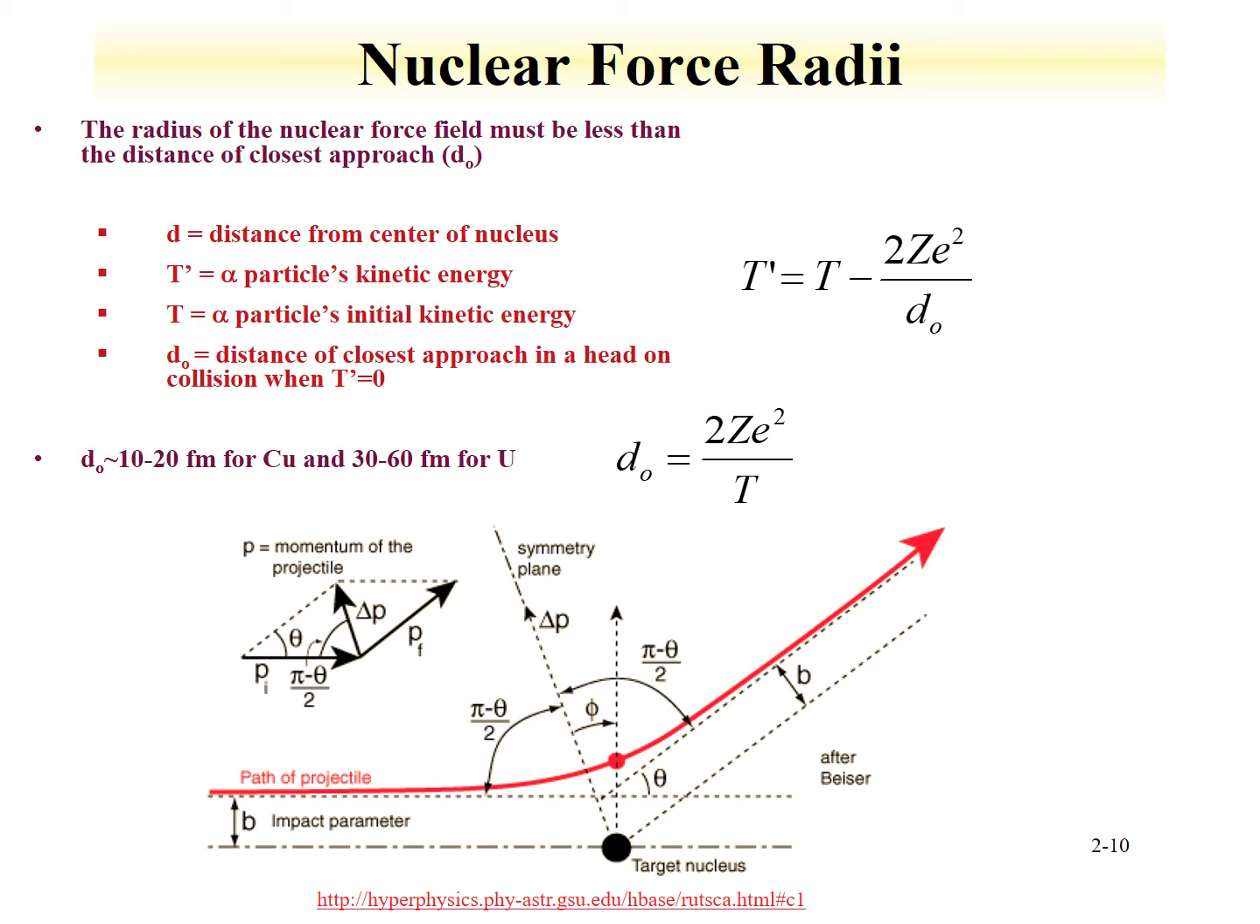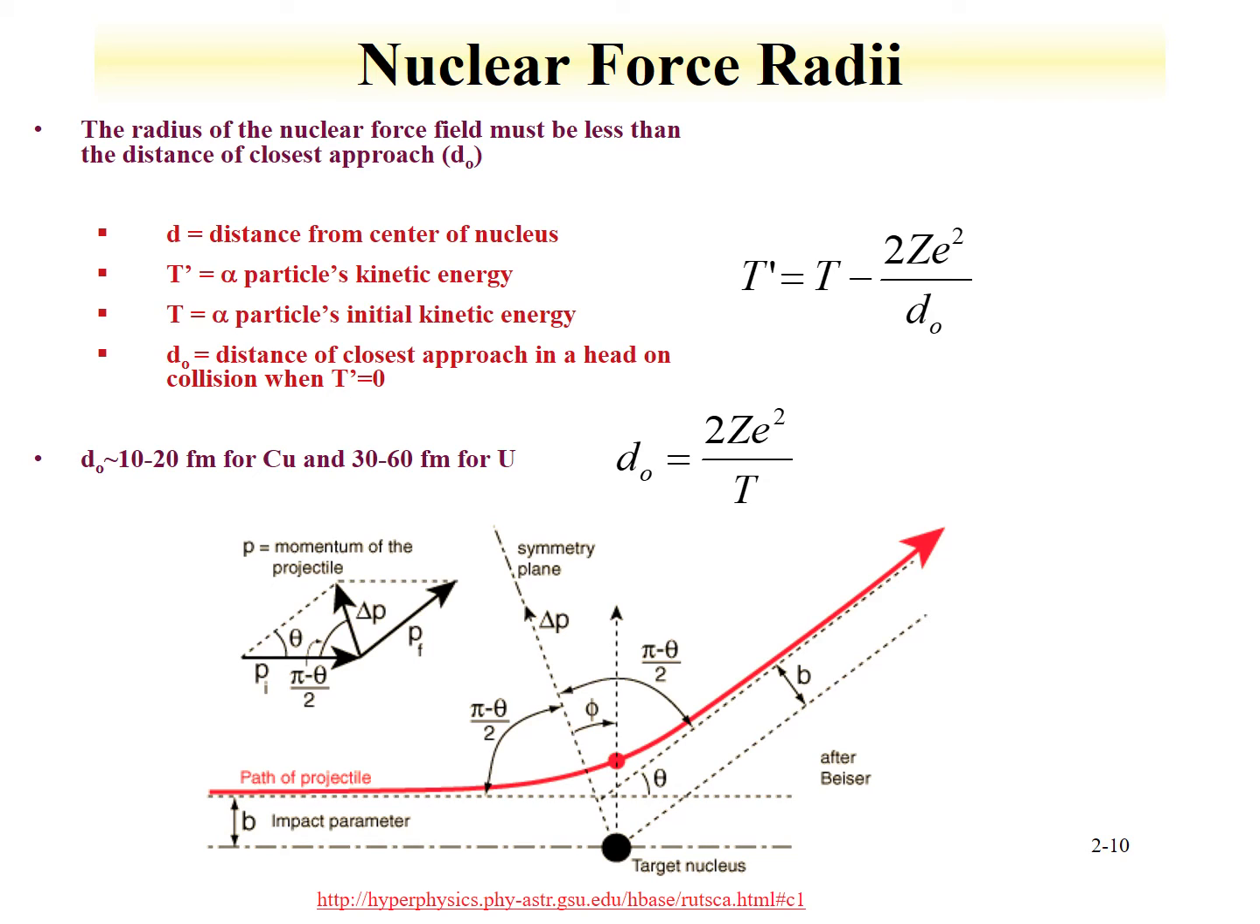And let's say I'm going to take an alpha particle. I've got the particle's kinetic energy after the interaction and the particle's kinetic energy before the interaction. For this distance, I actually want to get the distance of closest approach, which is head-on, and it's a collision. So the particle's kinetic energy afterwards is equal to 0.